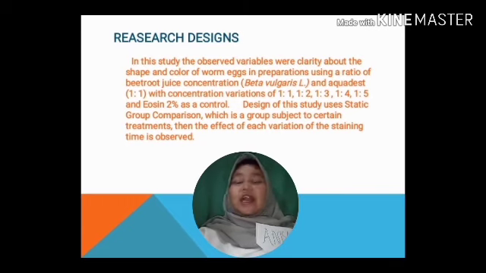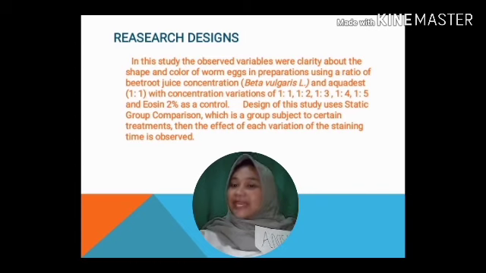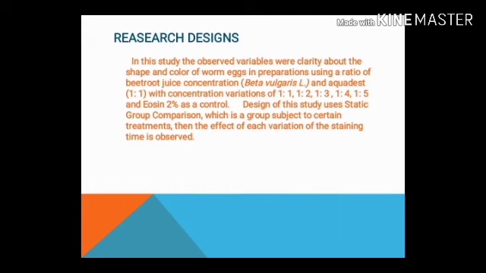Research design. In this study, the observed variables were the clarity of the shape and color of worm eggs in preparations using a ratio of beetroot juice and aqueous 1/1 with concentration variations, and eosin 2% as a control. The design of this study uses a statistical group comparison, in which a group is subject to certain treatments. Then the effect of each variation of the staining time is observed.